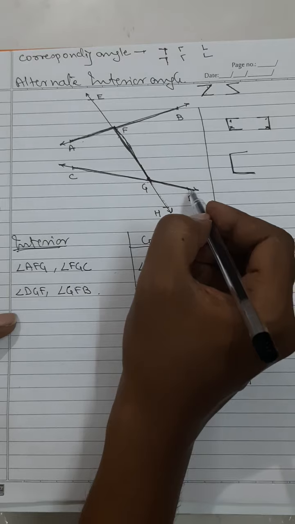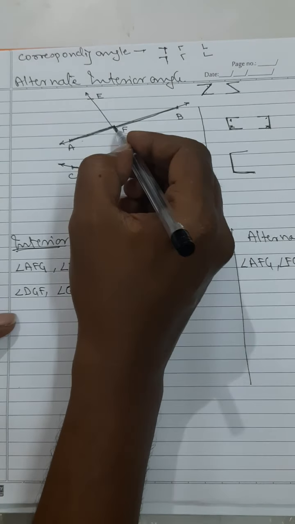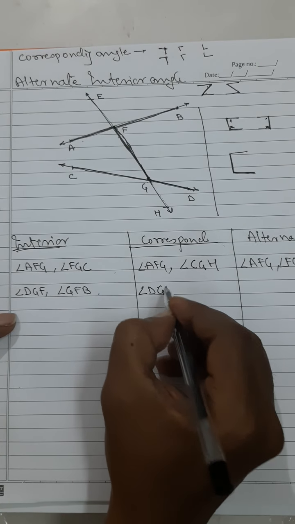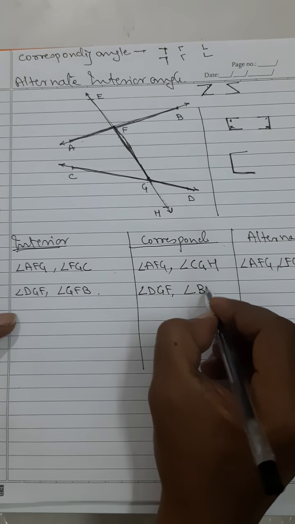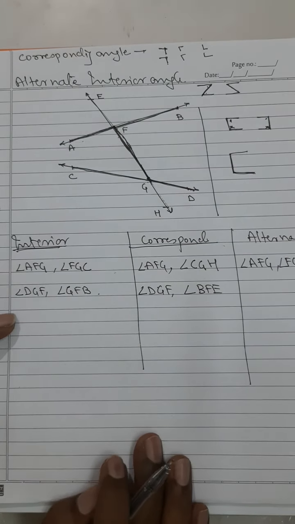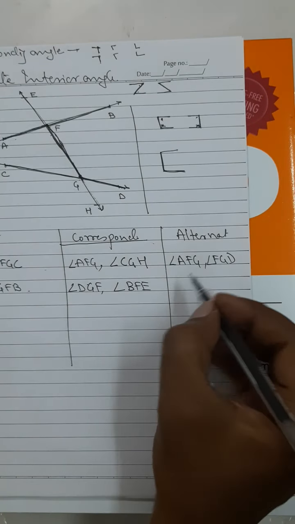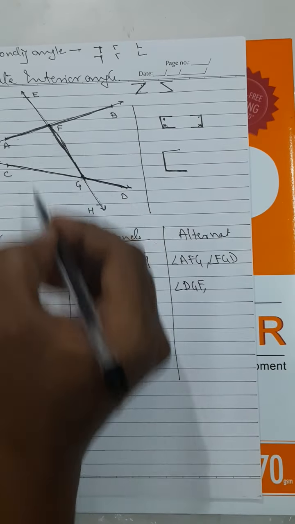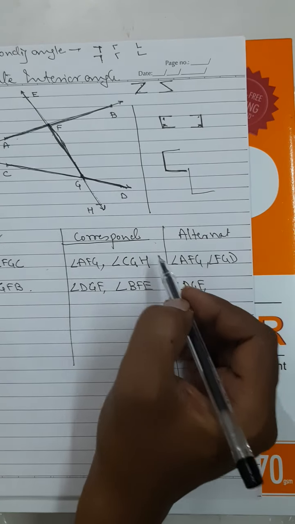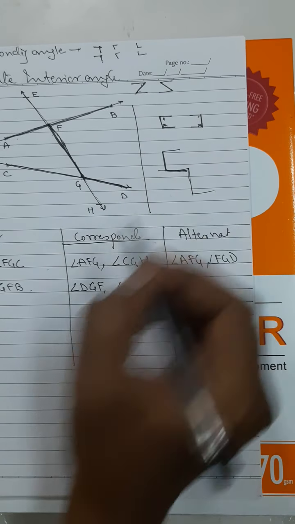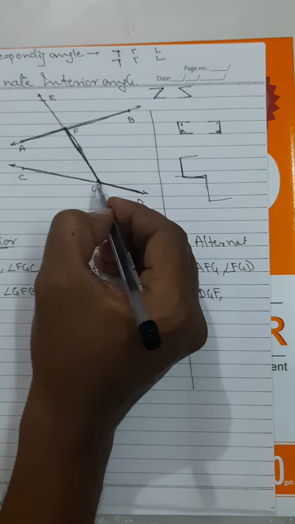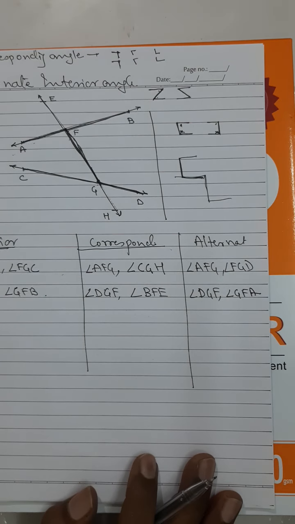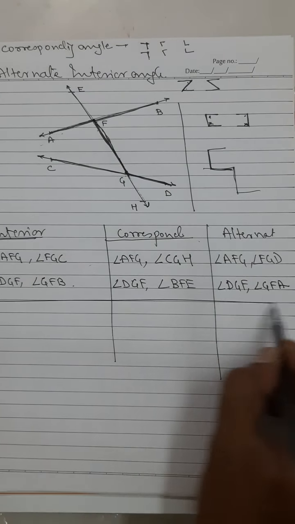Same if I have to form a corresponding angle with angle DGF, the other one is angle BFE. They will make corresponding angles. And same if I go to make alternate angles with angle DGF, alternate angles means DGF is going like this, I have to make a Z. To complete a Z, I will have to travel like this. So DGF, GFA, angle GFA. This will be alternate interior angles.